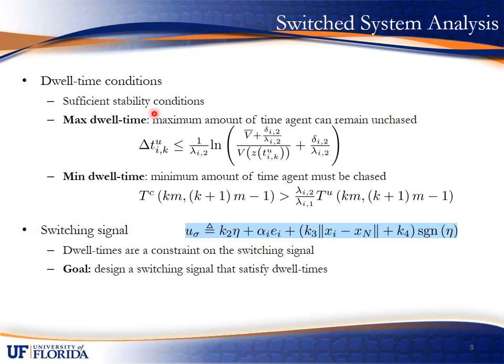So this first condition here is the maximum dwell time, and what that gives us is the maximum amount of time that the agent can remain in the unchased mode. And the second condition here is the minimum dwell time, which gives us a minimum bound on the amount of time the agent must be chased.